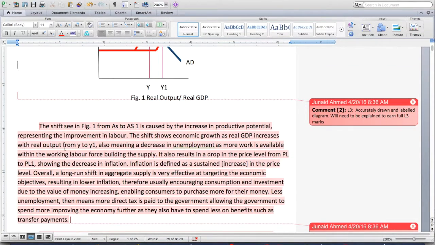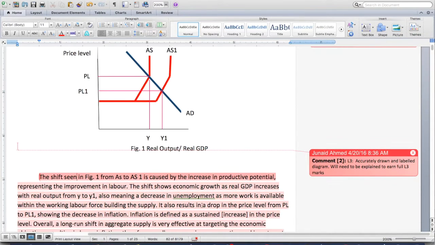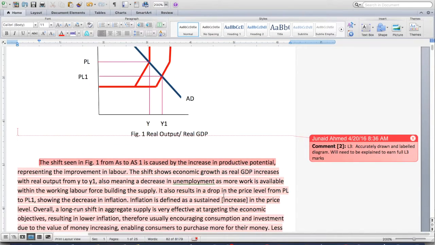So let's see, the shift seen in figure 1 from AS to AS1 is caused by the increase in productive potential, true, representing the improvement in labor. Could be something else, but let's assume the improvement in labor. The shift shows economic growth as real GDP increases with real output from Y to Y1, yes. Also meaning a decrease in unemployment as more work is available within the working labor force building the supply. It also results in a drop in the price level from PL to PL1, showing the decrease in inflation.